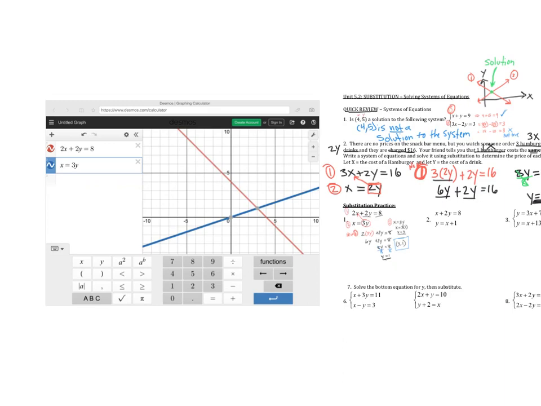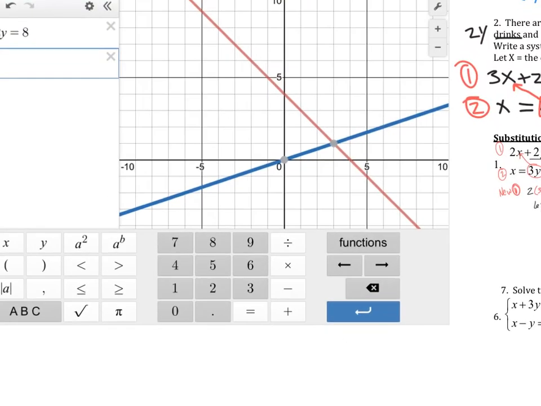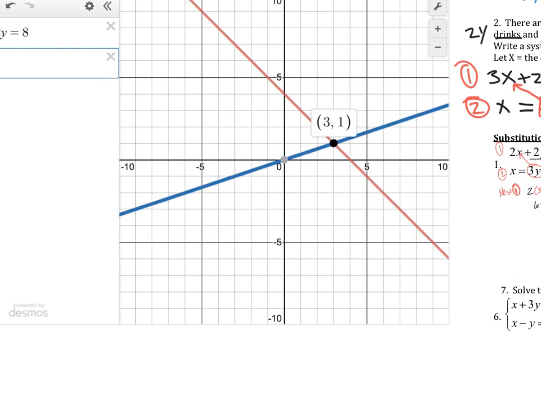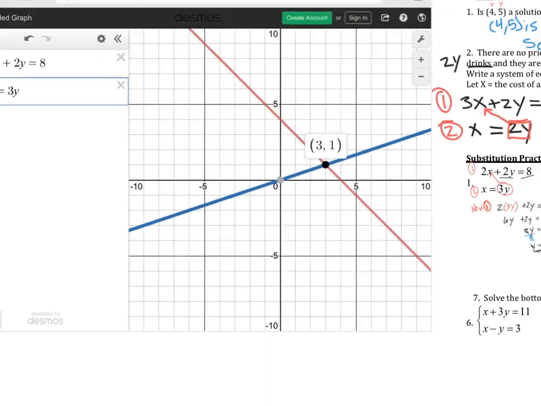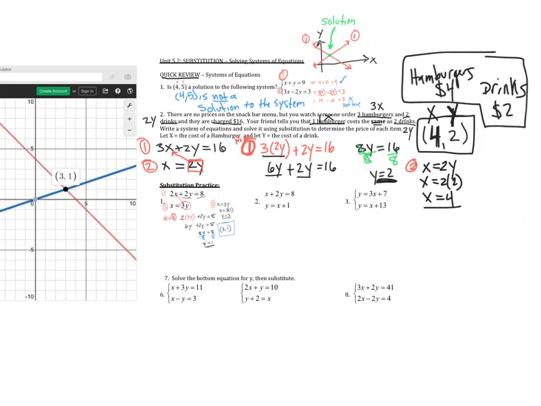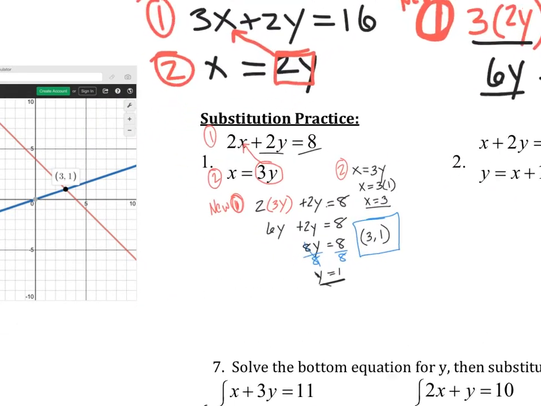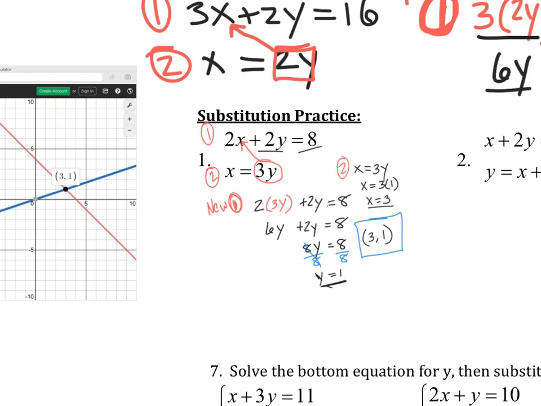And do you see that they intersect? Let me zoom in a little bit. There it is. They intersect right here at that coordinate 3, 1. So that coordinate 3, 1 should perfectly match the answer that we got in our problem. And that's exactly what we got. We got 3, 1 right here. So we know we did it right. We can check all of these in Desmos after we do the work.